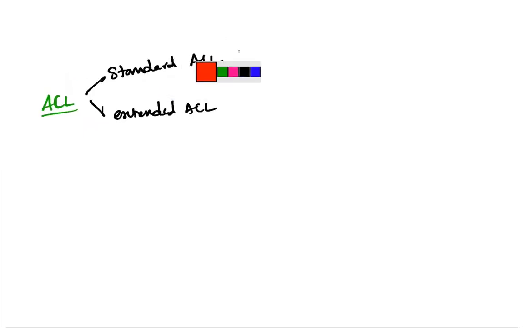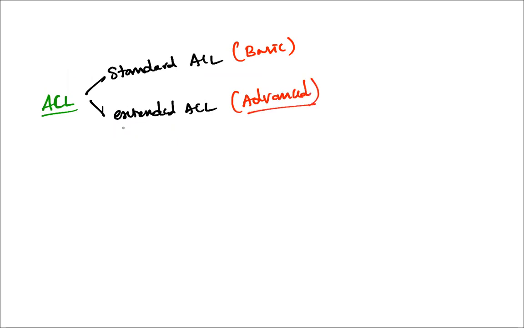Standard is basic. If you want to do some basic restrictions or basic blockings, you can go with standard ACL. All the advanced stuff can be done with extended ACL. So we're going to have one lab with standard ACL here, and then two labs with extended ACL. Let me start with standard ACL and walk you through the lab so you can understand how it basically works.